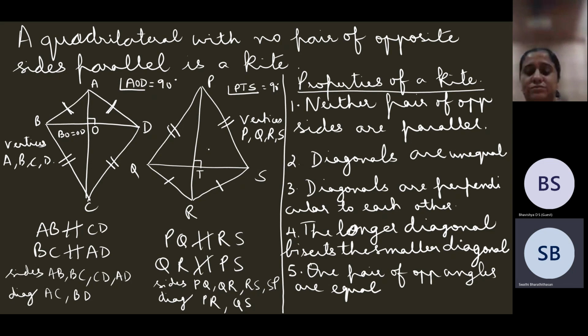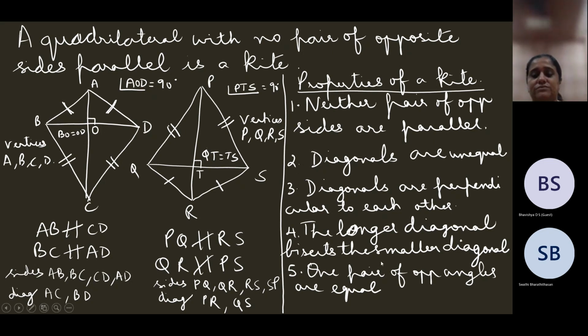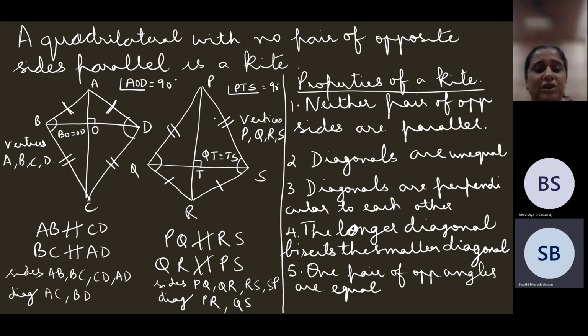No, Bhavishya. QT and TS. So QT is equal to TS. Then the other properties: one pair of opposite angles are equal. One pair, the last one, one pair of opposite angles are equal. So in this figure, this angle will be equal to this angle. And in this figure, this angle will be equal to this angle. The other pair is not equal.